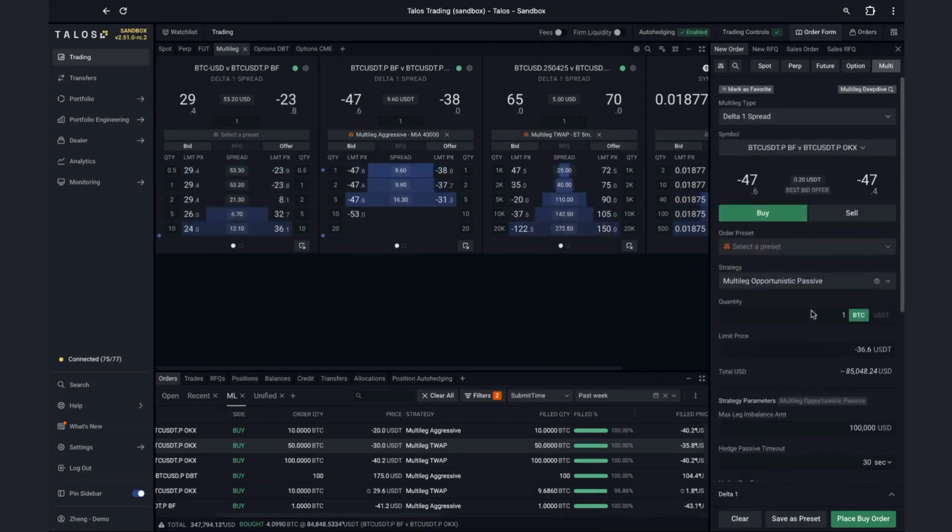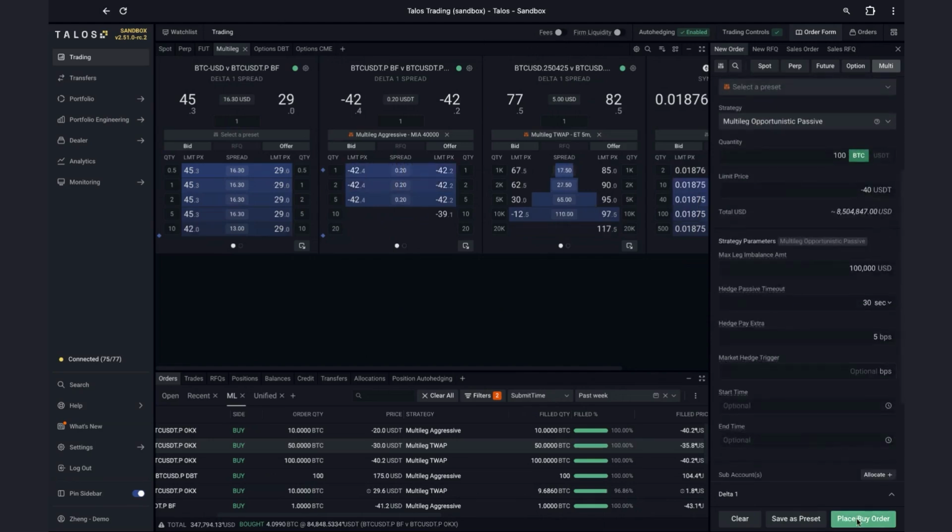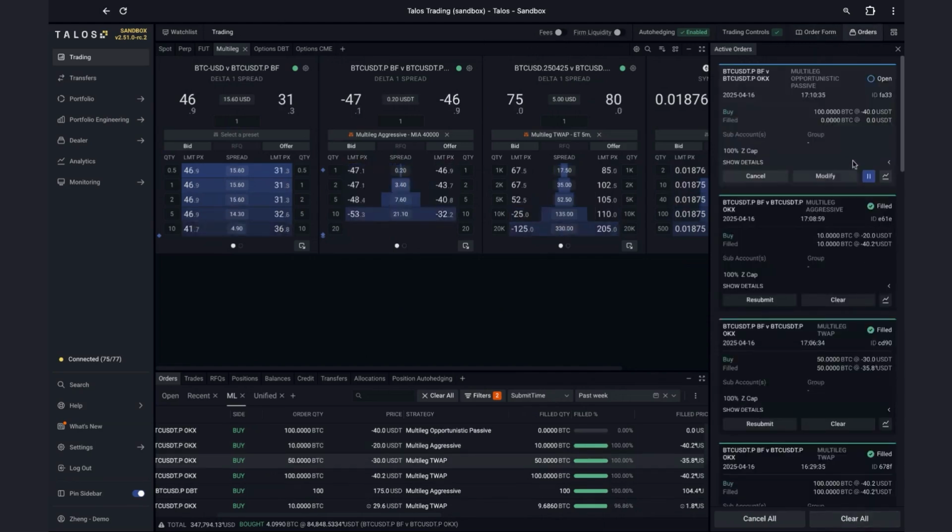So for example, here, I'm putting in an order for, say, 100 BTC. The market is minus 2036. I'm going to be a bit more passive, right? I'm going to put 100K leg imbalance. I'm putting in 30 seconds passive timeout, and 5 bits paid extra. And I'm going to go. In this case, we can see the order is waiting, and it will start filling once it gets able to get a passive fill on the leading leg.